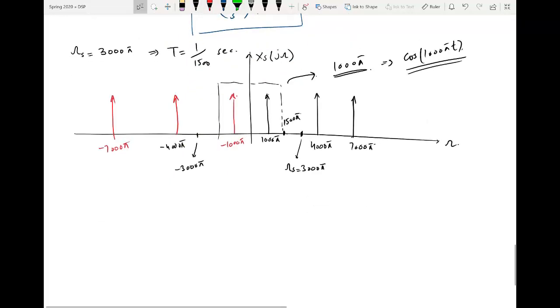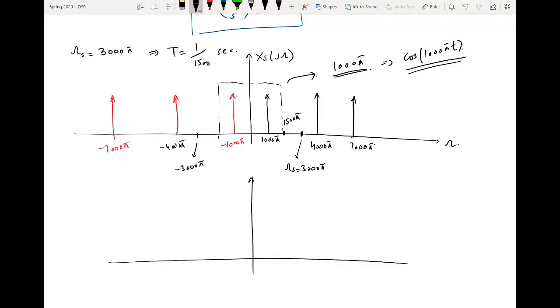Now what will happen if we convert it into DTFT? For the conversion from CTFT to DTFT, again we will use small omega equal to capital omega times T, and here T is equal to 1 over 1500. So we multiply X_s with capital T. When we multiply it with capital T, this point, which was 1000 pi, will now be 2 pi by 3. This point, which was 4000 pi, over here, and this point is 2 pi, and this point is minus 2 pi by 3.